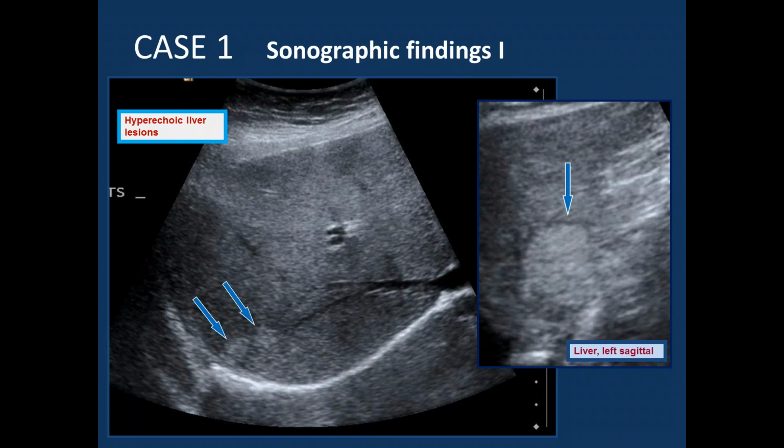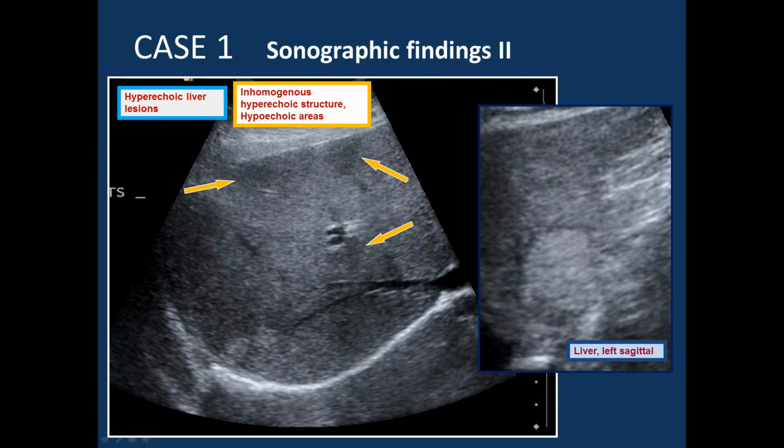And what is the most common tumor? Hemangioma. Another one, FNH, is another one. Okay, so let's move on.